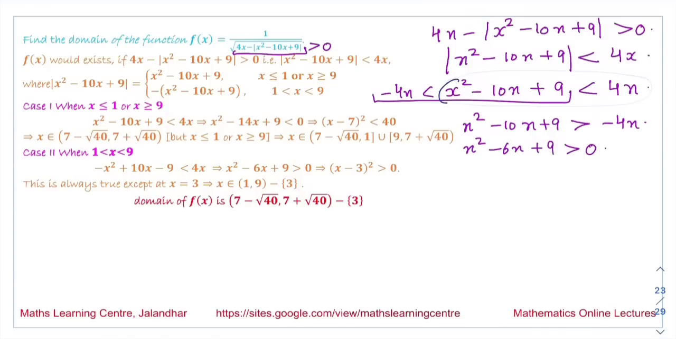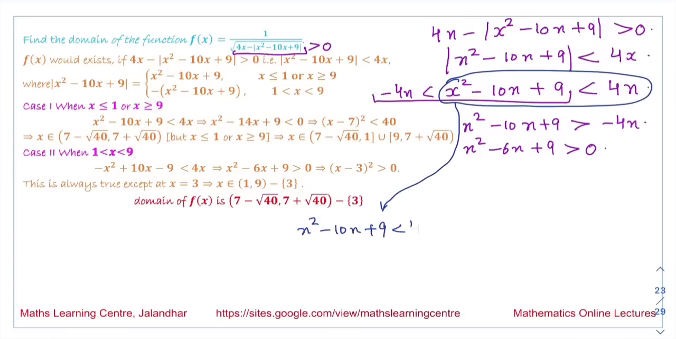If we look at these two conditions over here, we get x square minus 10x plus 9 is less than 4x. So we get x square minus 14x plus 9 is less than 0. On solving these equations, we will get x square minus 3x plus 9 is greater than 0.